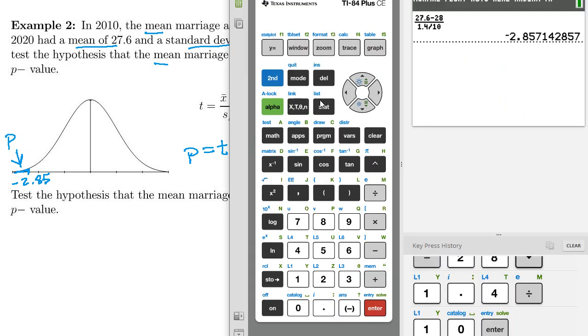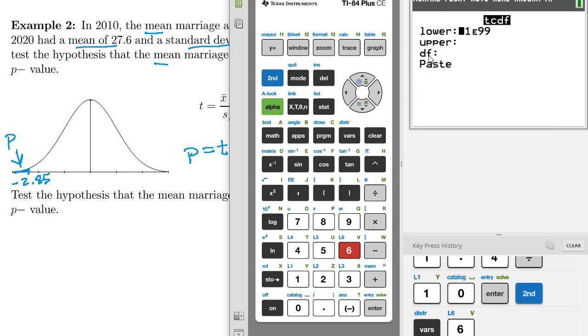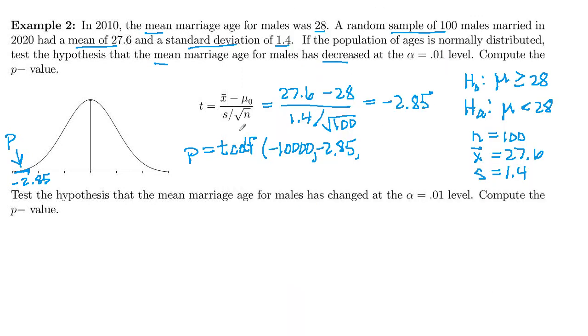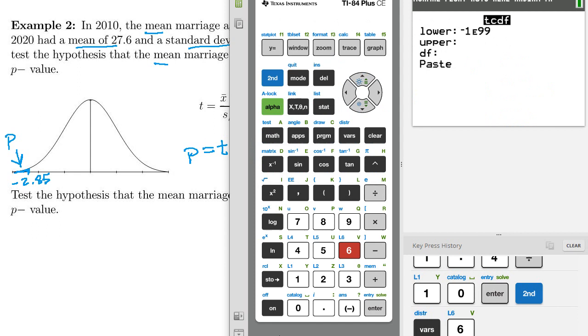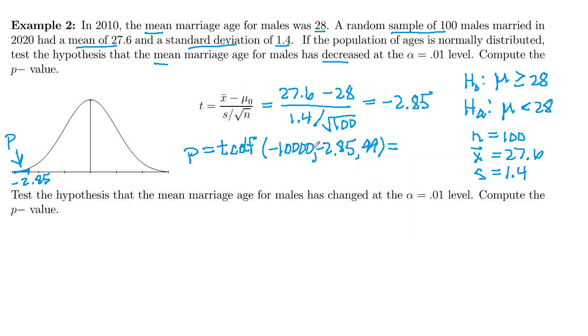And we can key this into the calculator, so second variables, TCDF number 6. So we've got lower, upper, degrees of freedom are the other that we need. So our sample size was 100, so our degrees of freedom are going to be 99, 100 minus 1. So negative 10,000, upper was negative 2.85, degrees of freedom 99. 0.0027 to 4 decimal places.